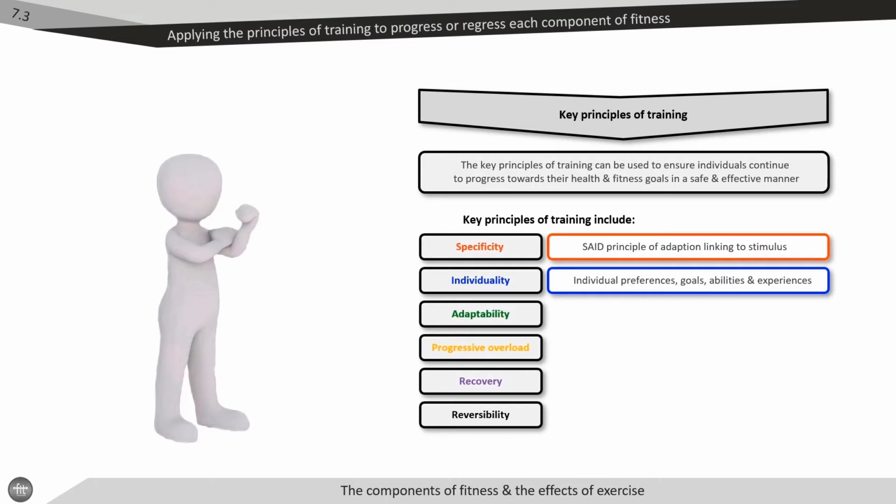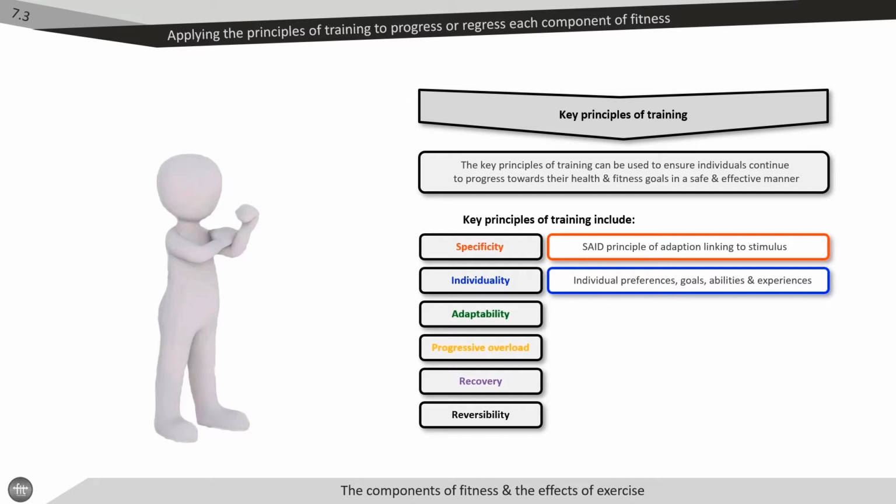Individuality is similar to specificity, however relates to an individual and not the task. An individual's training potential is influenced by their personal attributes. Everybody is different, and there is no one-size-fits-all method for programming. This is why programming must be created personal to the individual.